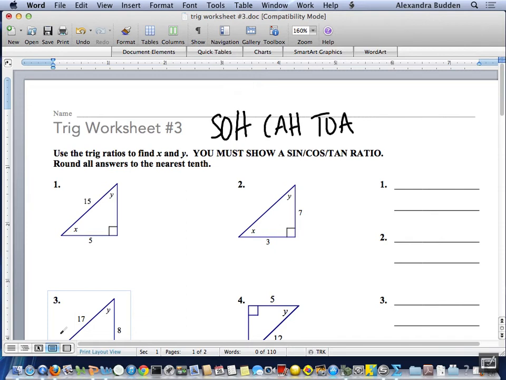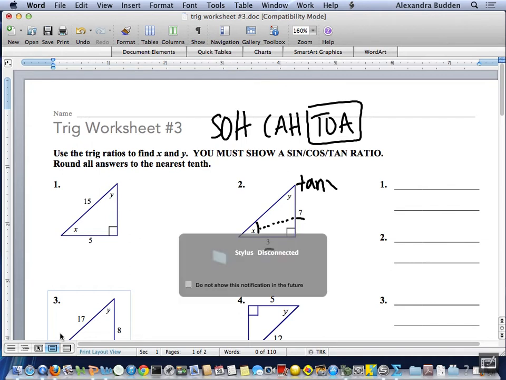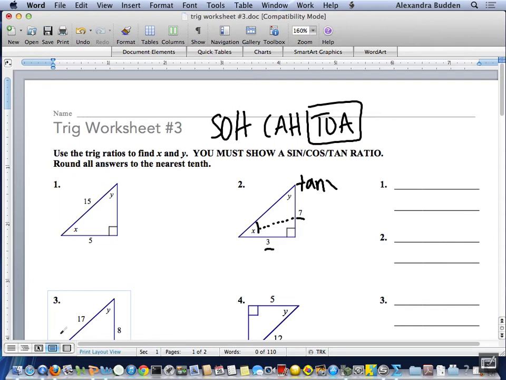Okay, hopefully you're ready. I'm going to start by finding x. If you started by finding y, that's no problem. I have the 7 and the 3. The 7 is opposite of x. The 3 is adjacent. Opposite and adjacent means I want to use tangent. So I have the tangent of angle x is equal to 7 over 3.